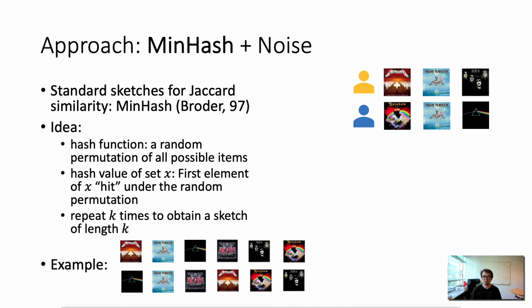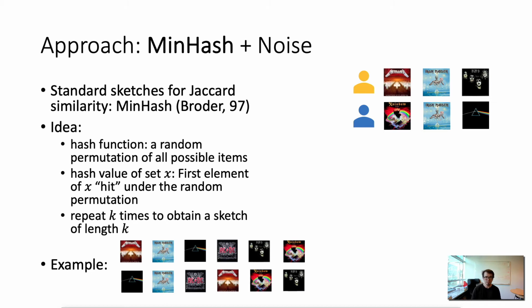How do we do this? We do a very natural combination of two approaches. We use MinHash to produce sketches, and then we add some noise to make them differentially private. As many of you might know, the standard sketching technique for Jaccard similarity is called MinHash, introduced by Broder in 1997.